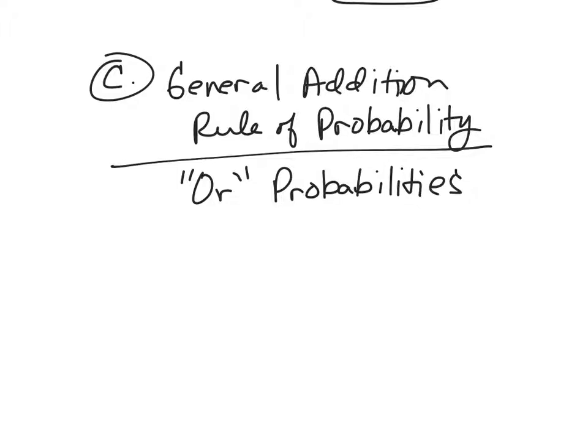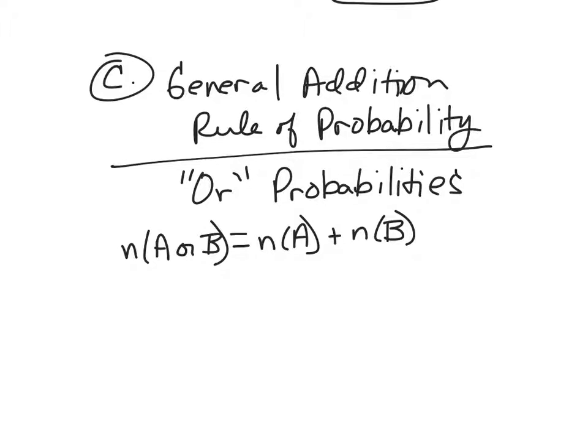Which makes me think a little bit about OR counting problems that we had. So here's the formula that we had in chapter 10 for OR counting problems. It should look familiar to you. The number of ways events A or B can occur equals the number of ways that A can occur plus the number of ways B can occur minus the number of ways A and B can occur.